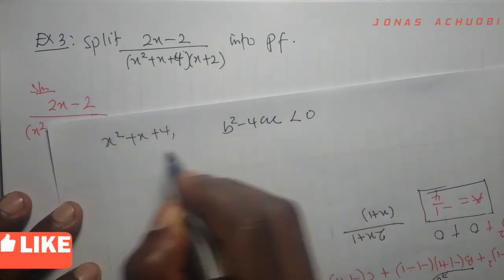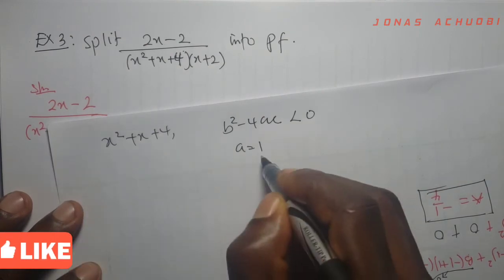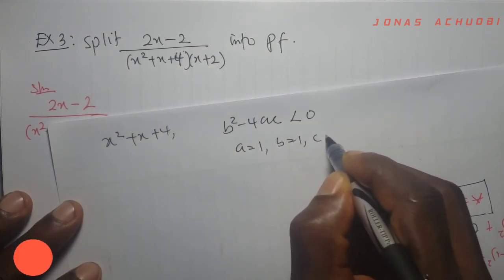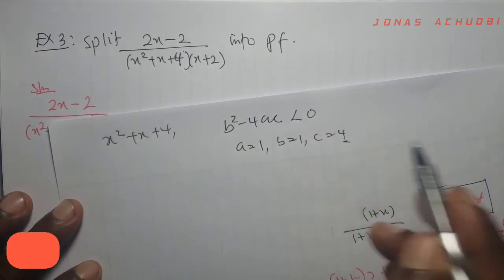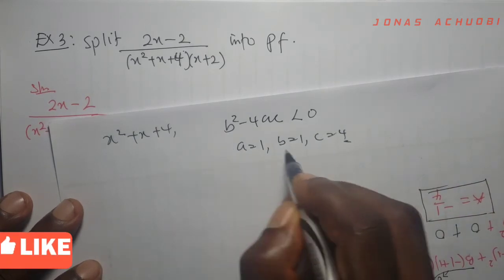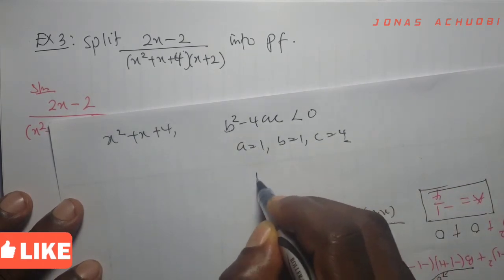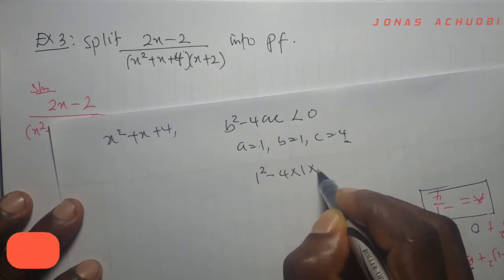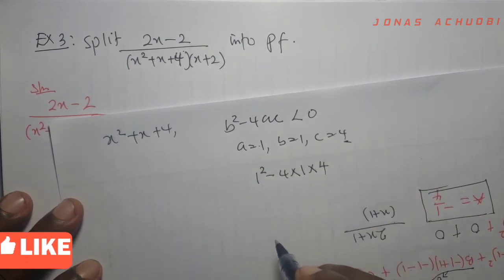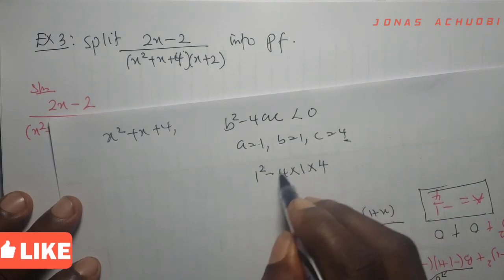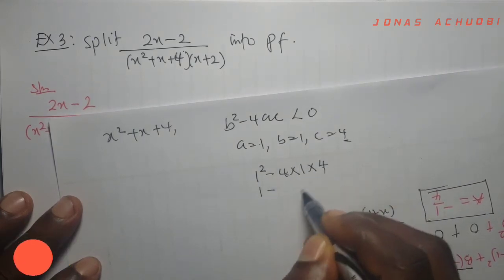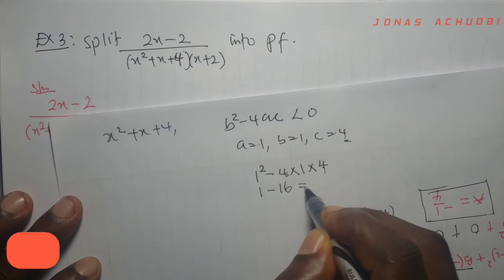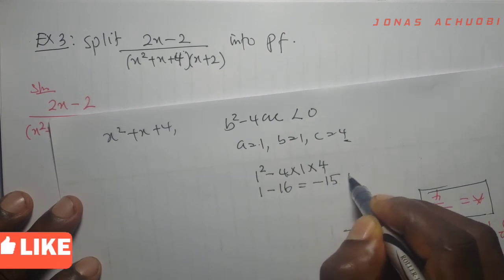Let us see. What is our a here? Our a is 1, our b is 1, and our c is 4 from quadratic equations. So b squared minus 4ac: b is 1, so 1 squared minus 4 times a is 1, times c is 4. So 1 minus 4 times 4 is 16. 1 minus 16 is negative 15. So this is less than 0.